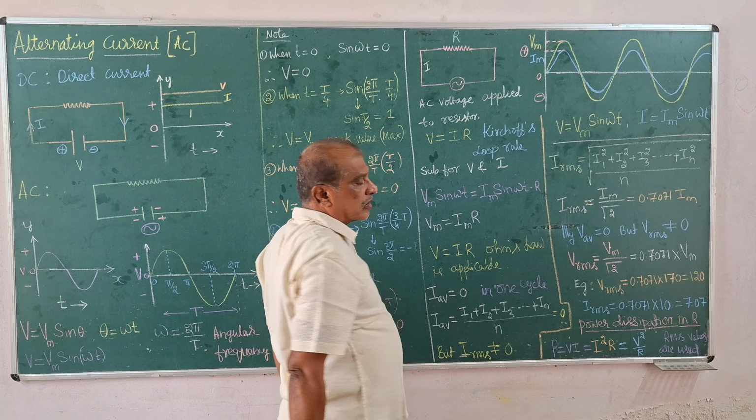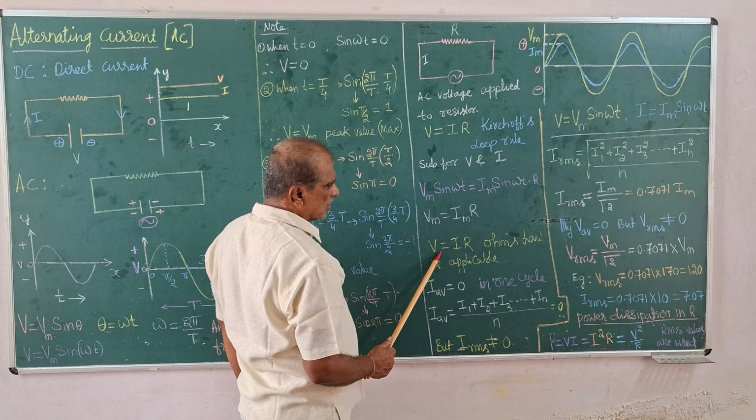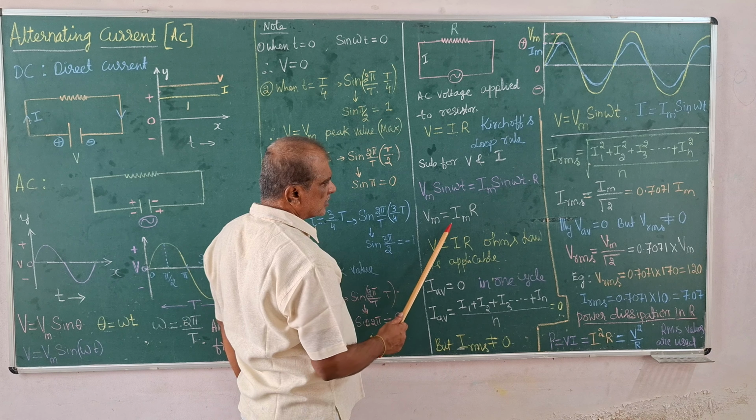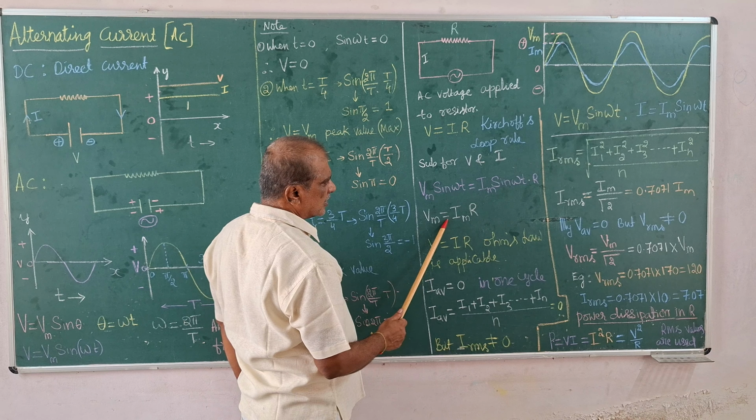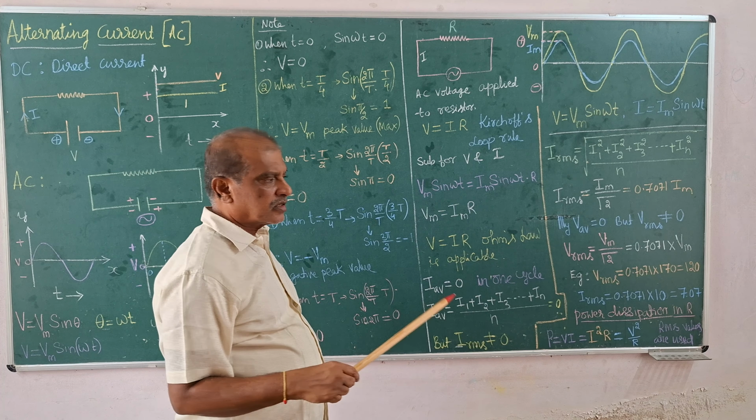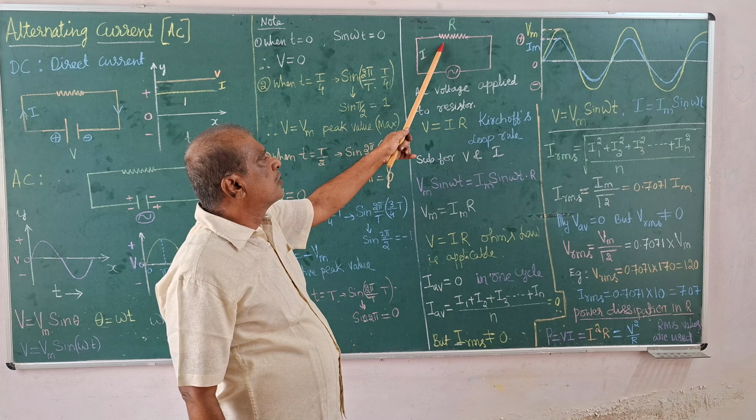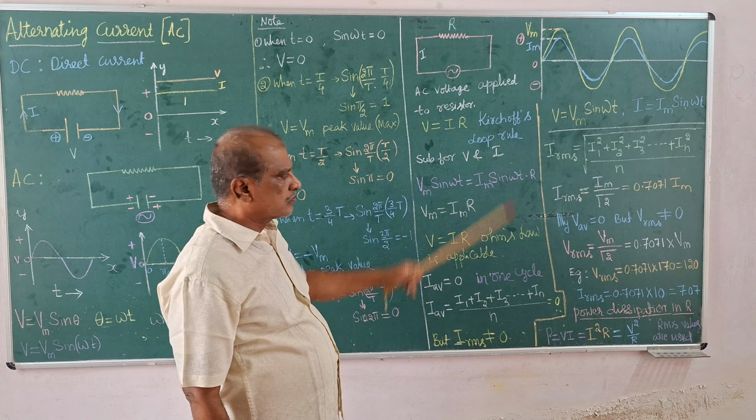Look at that, this equation is similar to this equation. This is for DC current, this is for AC current. So AC and DC obey the same Ohm's law in this circuit. Whether you apply DC current or AC current, they follow the same Ohm's law. This Ohm's law holds when applied to a resistor.